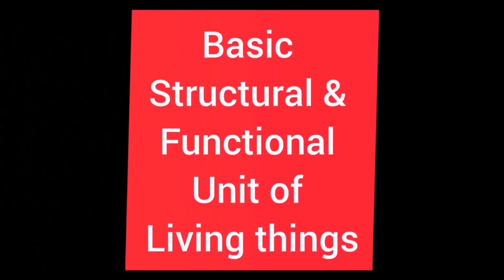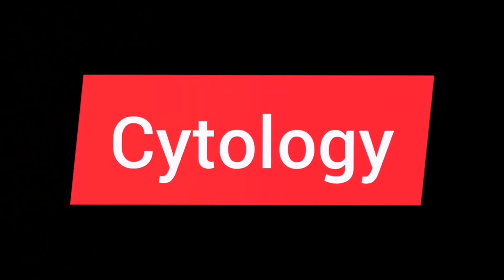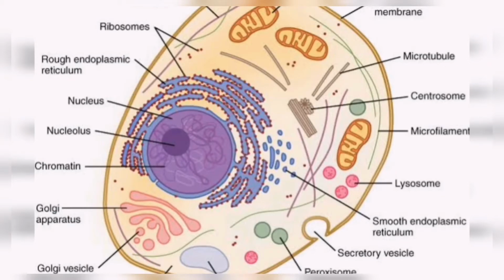It is called the cell. That is why we are saying that the cell is the basic structural and functional unit of all living things. That is, based on structure and based on function, the cell is the basic unit, the smallest unit. Okay, next, the branch of science that deals with the structure and function of the cell is called cytology. That is cell biology.